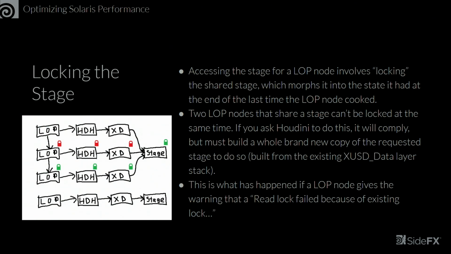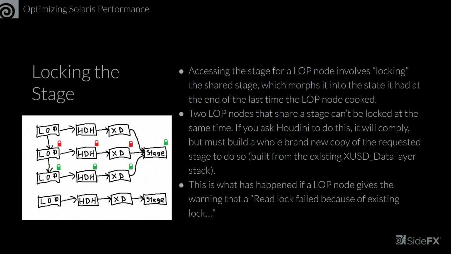If you then go to another lop node that's sharing the same stage, and you say, hey, I also want your USD stage, the data handle will go to the XUSD data and say, give me the stage, and it'll try to morph the stage, and it'll say, oh wait, somebody's already locked it, I can't do that. And so what it will do is the XUSD data, as I said earlier, contains everything it needs to create the stage from scratch. So that's what it's going to do. It's going to create a brand new stage, so you're not sharing that stage anymore.